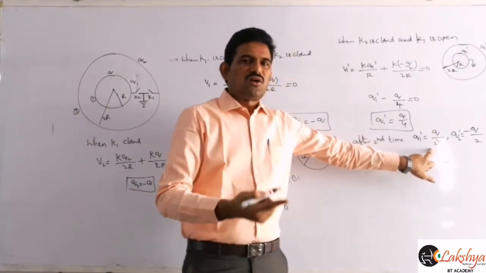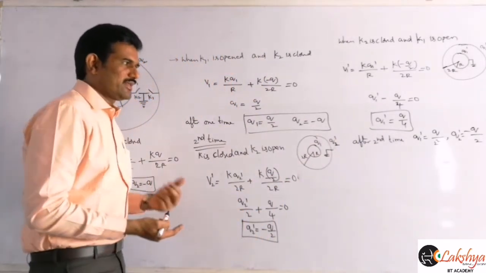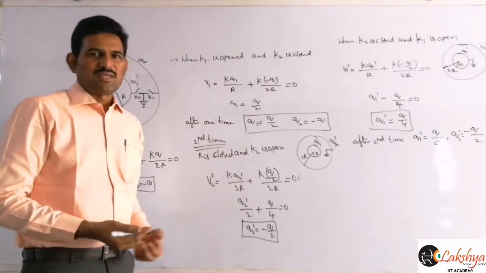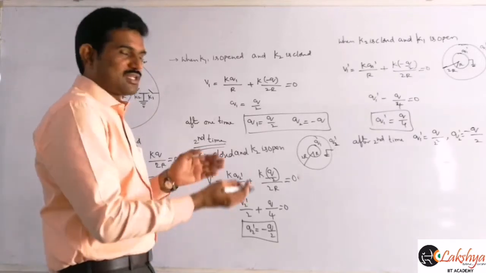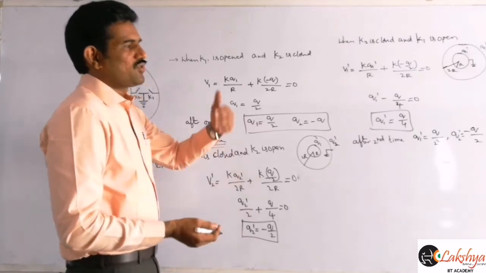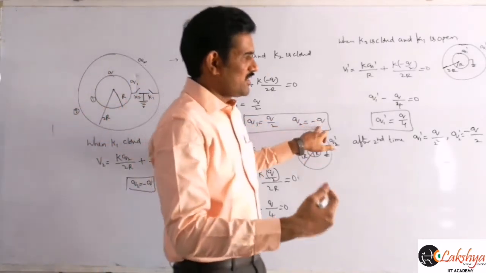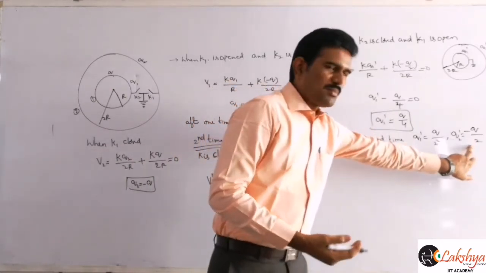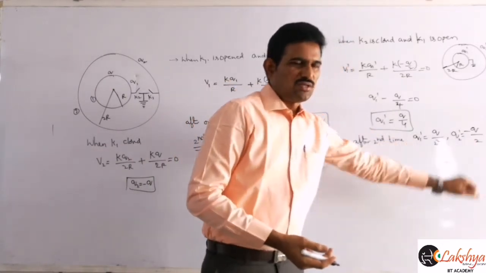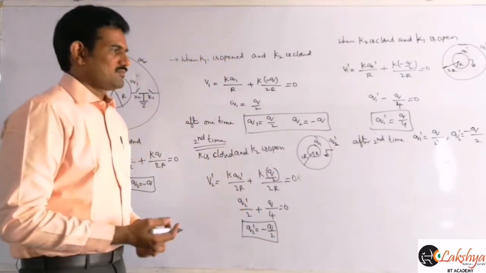So after the n-th step, suppose if I consider, then I can write it as q by 2 power n. That is the charge present on this inner shell, right? And the charge present on this outer shell, initially it is q, now it is q by 2. The magnitude of charges goes on reducing here. So we can write that as 2 power n minus 1, right.